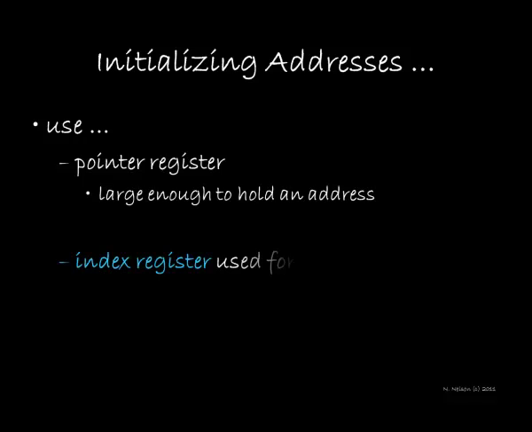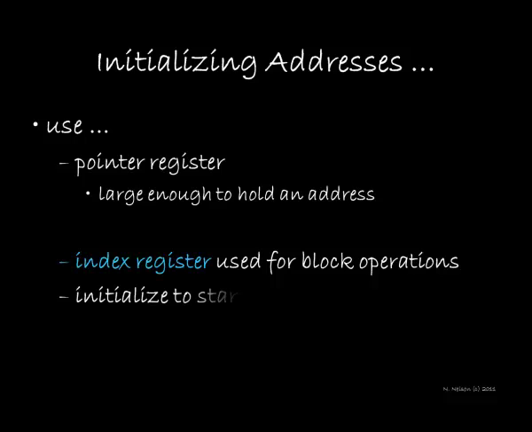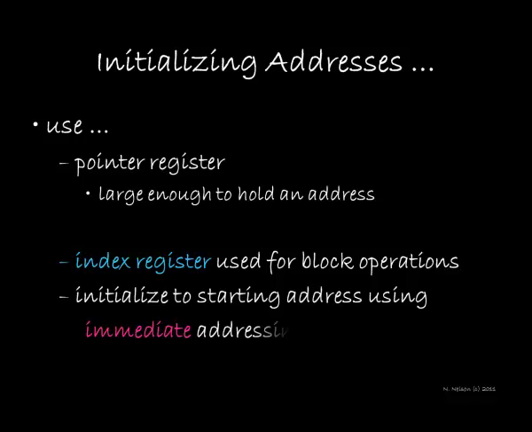Index registers are used for indirect addressing, or indexed addressing as it's sometimes called. All processors have at least one index register. It's this register that you'll initialize to the starting address of the block. Just as you would for any other initialization, you'll use immediate addressing to move the starting address into the index register.